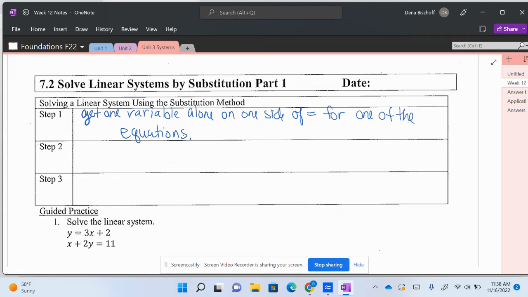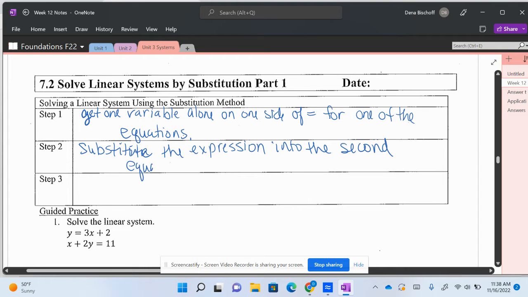So once you get one of the variables all by itself, you are going to substitute. That's why it's called substitution. Substitute. I can never spell this word. Substitute the expression, right? Because you're going to have like y equals something or x equals something. So you'll have an expression into the second equation and solve.